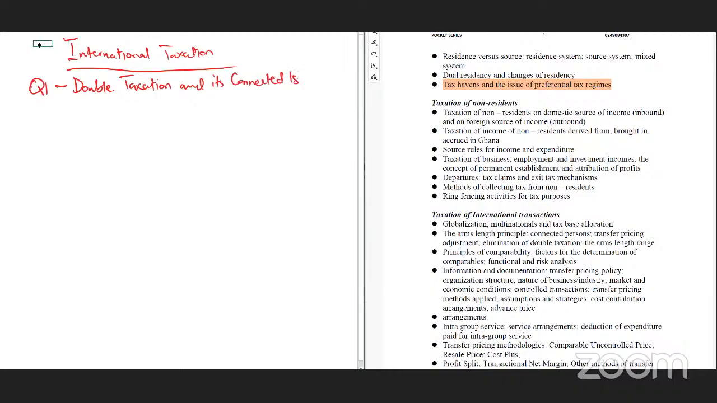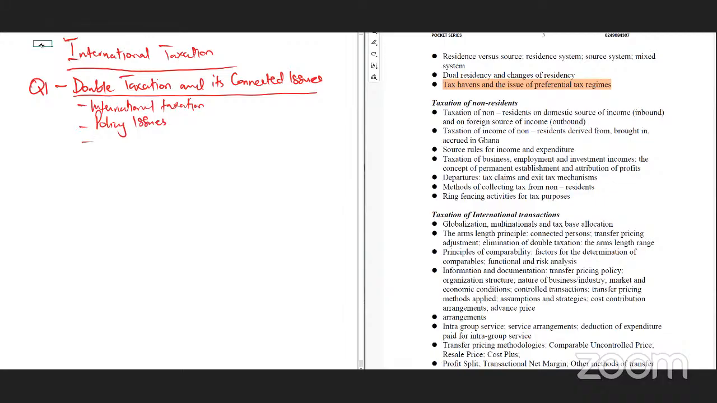Okay, so here, what you are going to look at is international taxation in general, right? What international taxation is. Then we come and look at the policy issues in international taxation. Okay, so there are some policy issues or some problems that occur. That is why you are learning international taxation.